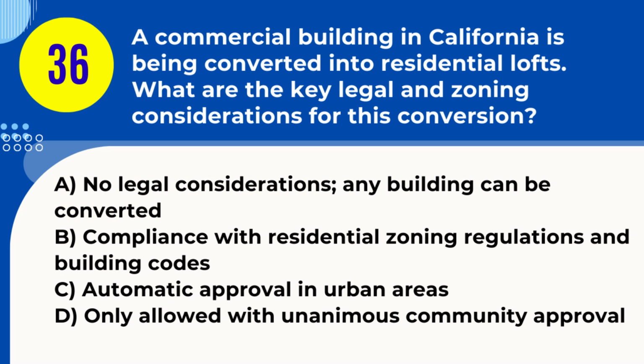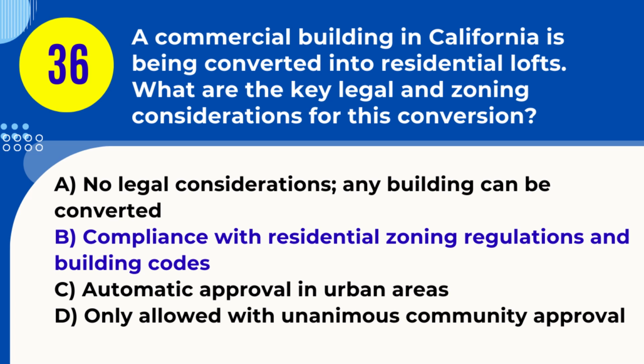Question 36. A commercial building in California is being converted into residential lofts. What are the key legal and zoning considerations for this conversion? A. No legal considerations. Any building can be converted. B. Compliance with residential zoning regulations and building codes. C. Automatic approval in urban areas. D. Only allowed with unanimous community approval.